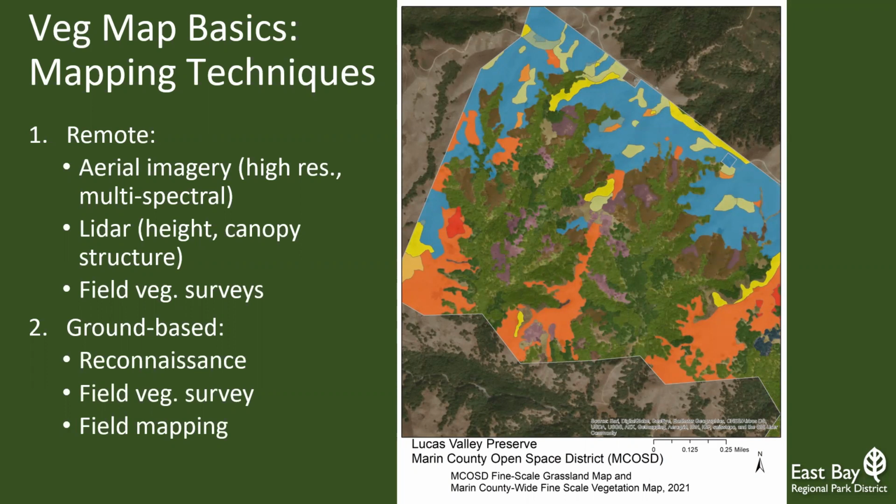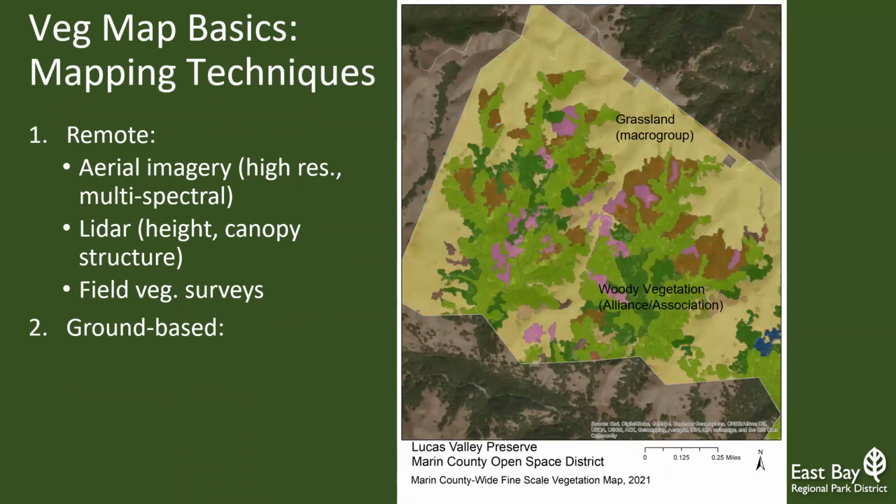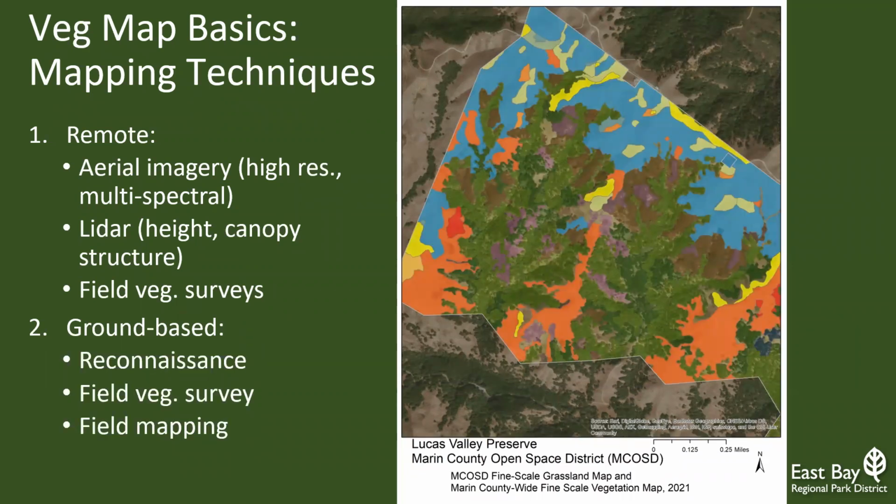So now this map is a fine scale grassland map that I made using ground-based techniques. So just for comparison, this is grasslands. Oh, and I was going to point this out. This is grasslands in the Marin County map. They were mapped at the level of macro group, and that's two levels above our fine scale target of alliance. Okay, so here's a coarse mapping of grasslands using a remote technique, and then ground-based techniques. This, I was able to map these grasslands to the level of alliance and association.